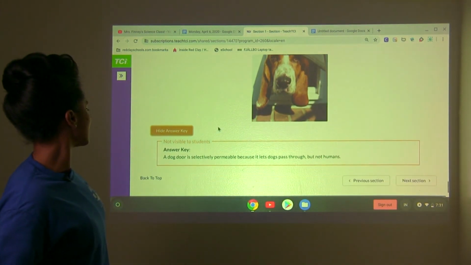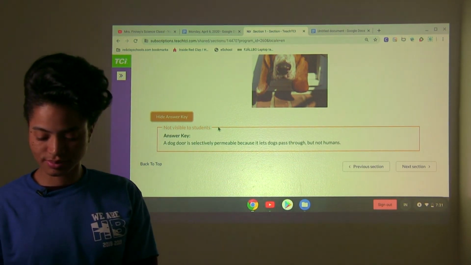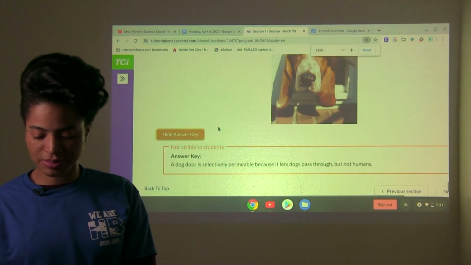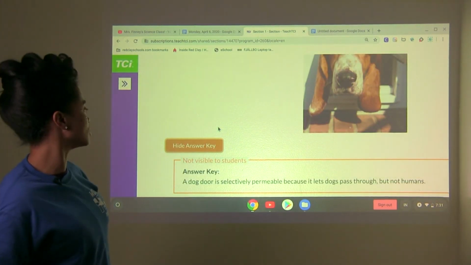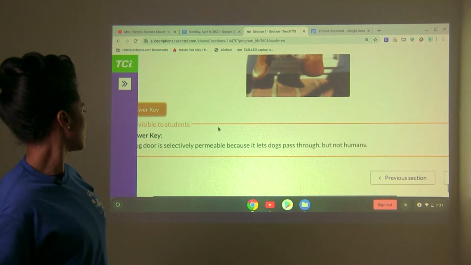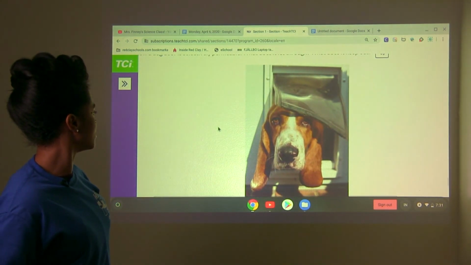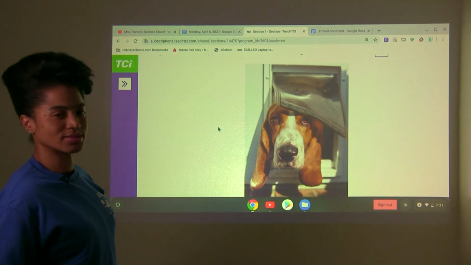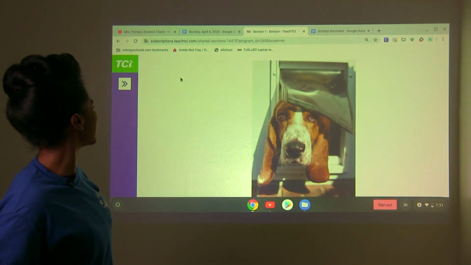All right, here we go. Show the answer. So the answer says a dog door is selectively permeable because it lets dogs pass through, but not who? Not humans. If you ever tried to go through a dog door, wow, that would be a tough thing.